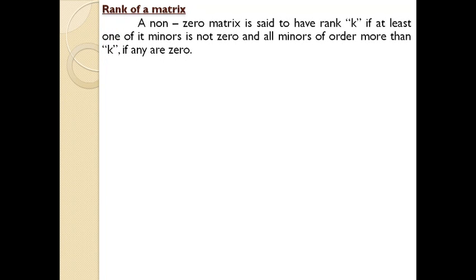So a non-zero matrix is said to have rank k, where k is the rank given for that matrix, if at least one of its minors is not zero and all minors of order more than k, if any, are zero.